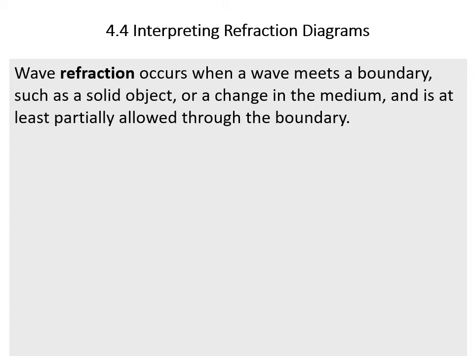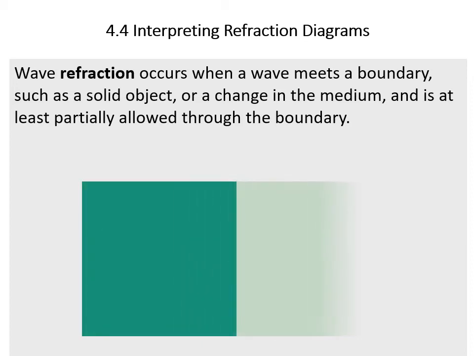Refraction occurs when a wave meets a boundary, like a solid object or a different type of liquid, and it's at least partially allowed to pass through that boundary. As it does, the wave changes direction. Let's say we have clear water on the left and muddy water on the right. Muddy water is denser than clear water. We have waves that are going to be passing through this boundary.